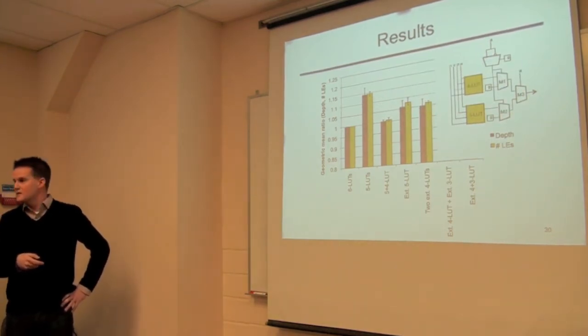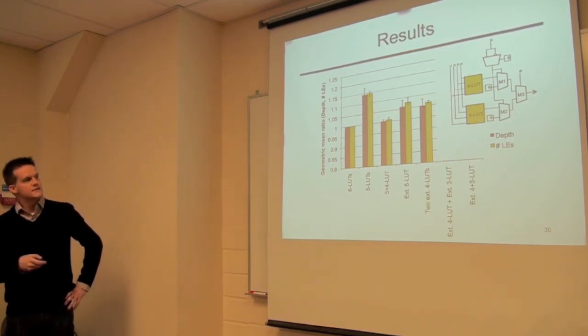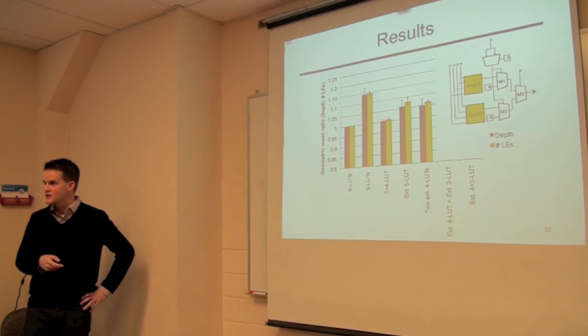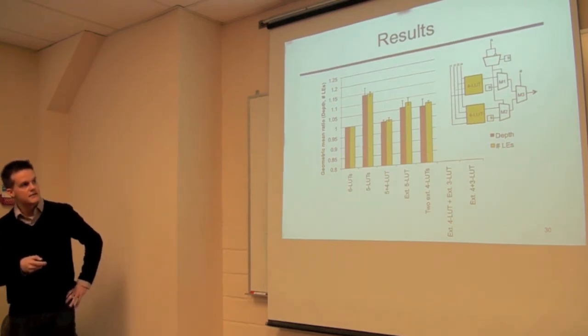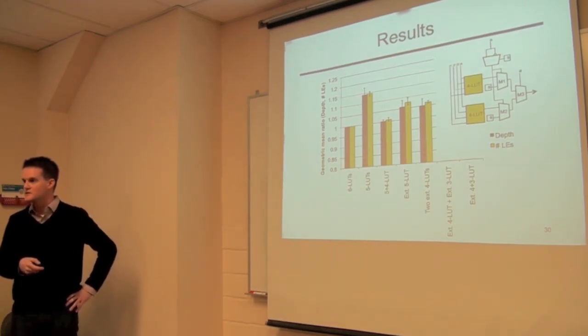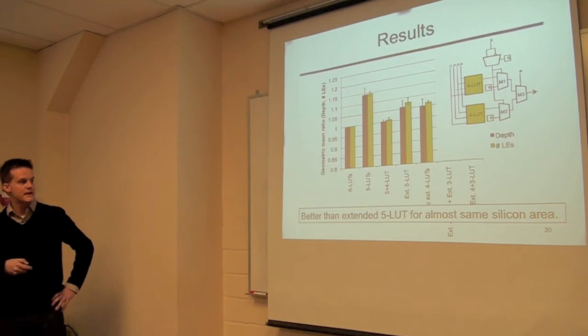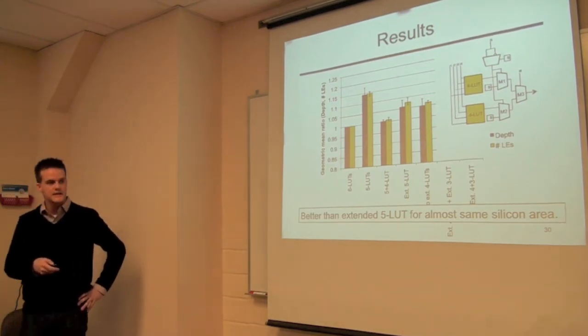This other architecture, which we called 2 extended 4 LUTs, is actually better than that extended 5 LUT that I just showed. It has about 5% more depth, and about 6 or 7% more logic elements needed to implement circuits. But this is very small compared to a 6 LUT. It has only 35 SRAM cells versus 64 SRAM cells. This is a pretty good architecture. So it's better than extended 5 LUT for about the same area.